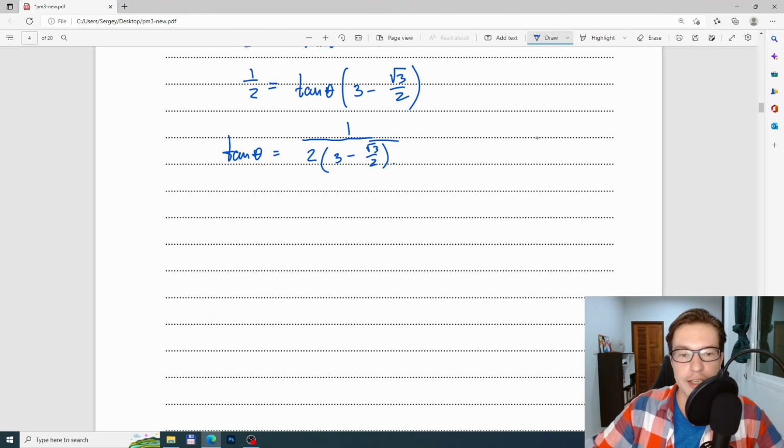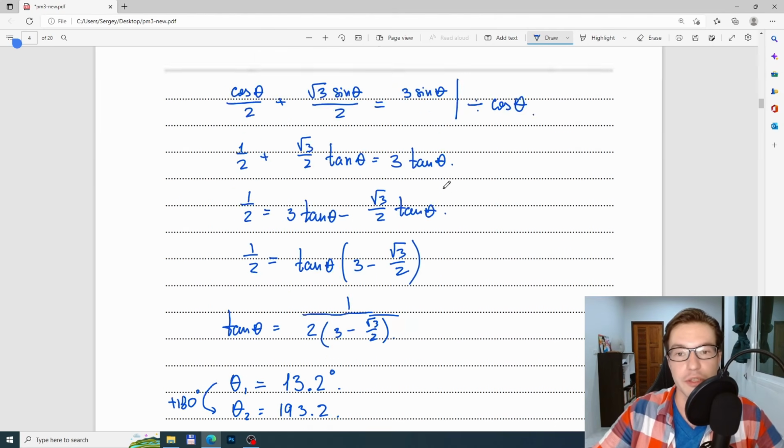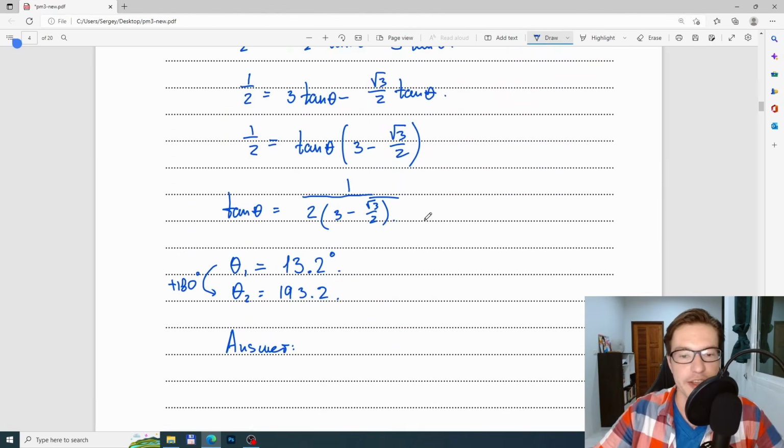Okay, and next I can simply take the inverse tangent of both sides, and I will get theta 1 equals 13.2 degrees, and to get the second value, I can add 180 to the first one, and I will get 193.2, and both answers are within the range, which is from 0 to 360.